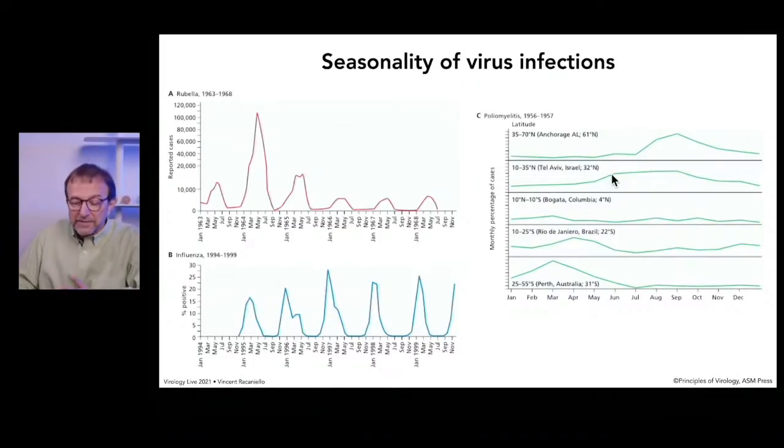And here's polio, which is seasonal, but which season depends on your latitude. In the U.S., polio is typically a summer disease, but in other countries, the summer is at different times of the year, obviously. So what causes seasonality? We pretty much don't know. Anyone who says they do is lying or misleading.